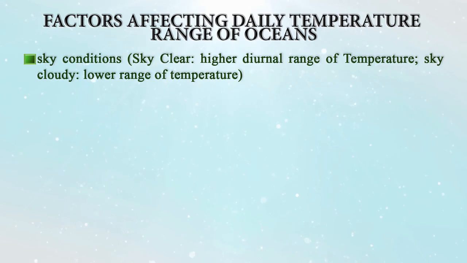Contrary to this, when the sky is cloudy or overcast with clouds, a lesser amount of solar radiation reaches the ocean surface, and the heating is less compared to the condition when the sky is clear, and so a lesser amount of heat also is lost. So outgoing terrestrial radiation is also less in case of cloudy conditions. So the diurnal range of temperature during cloudy conditions is less.